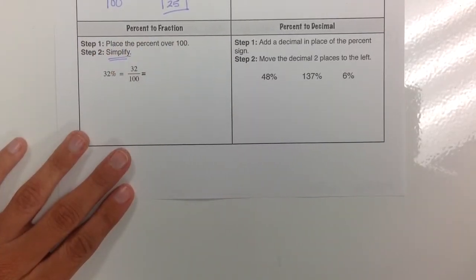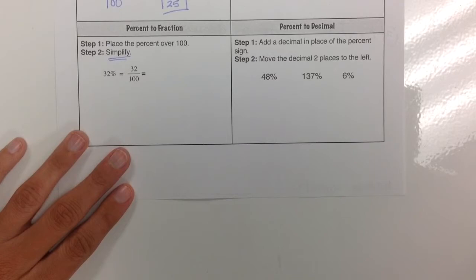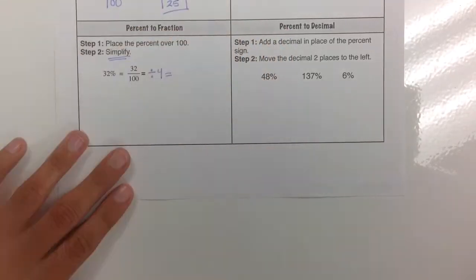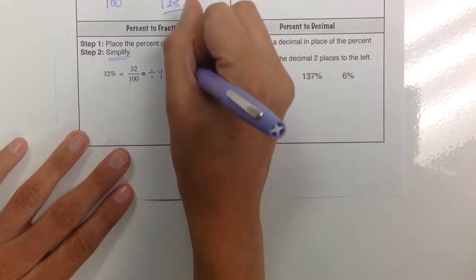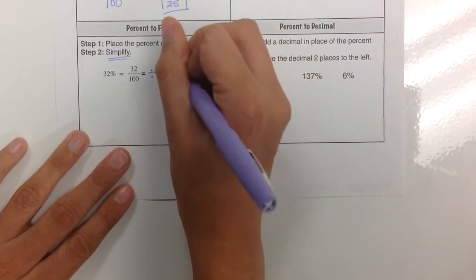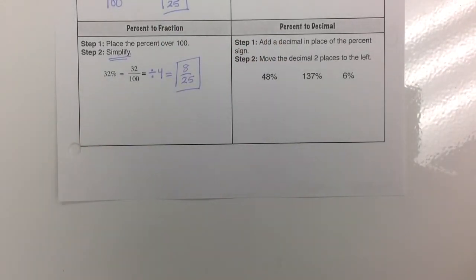So I'm going to use my factor chart to figure out what they both divide by. Well, I know they're even, so I could divide that way. But if I look at my factor chart, I realize they can divide by 4. 32 divided by 4 is 8. 100 divided by 4 is 25. So our simplified fraction is 8 over 25.